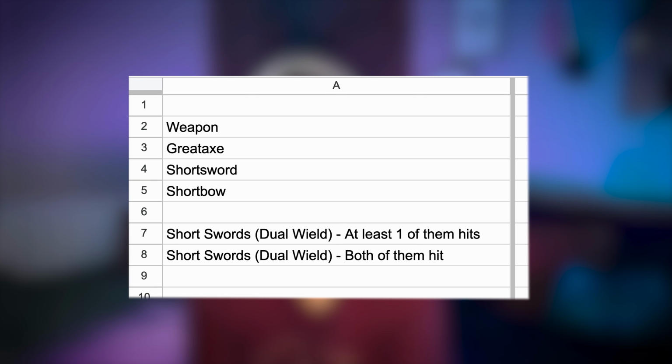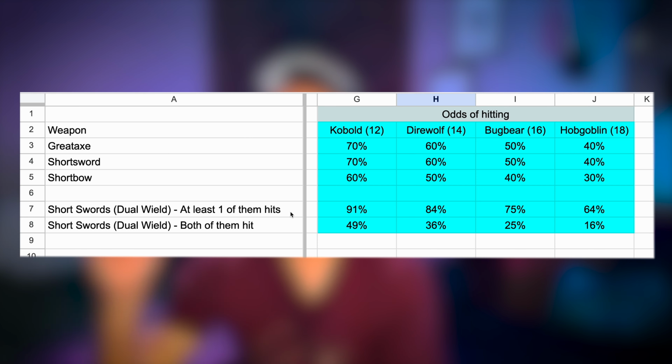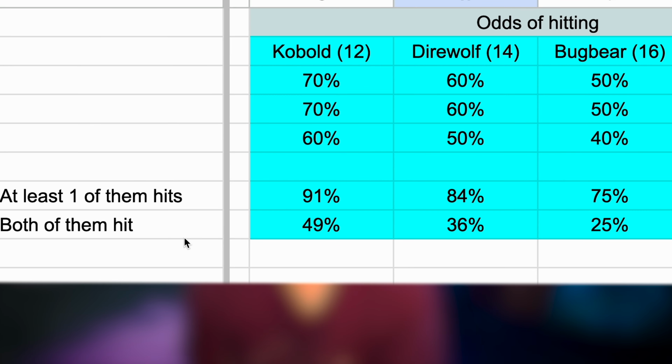With that in mind, let's look at 2-weapon fighting. Like I said earlier, Tim has 2 short swords. So what happens if he grabs one in each hand and uses them both on the same turn, attacking with his offhand weapon as a bonus action? There are 2 ways you can look at this. Either the odds of at least one of the attacks hitting, in which case the odds go drastically up with a whopping 91% chance that the kobold will take a blow.